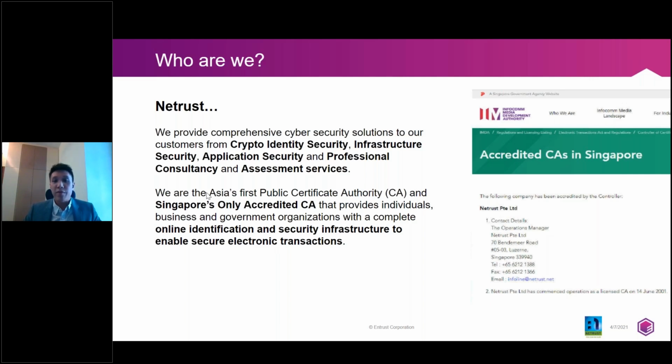Entrust is the first public certificate authority in Asia, and we are currently Singapore's only accredited CA. We provide individuals, businesses, and governments with an online identity, as well as a security infrastructure that enables secure electronic transactions.